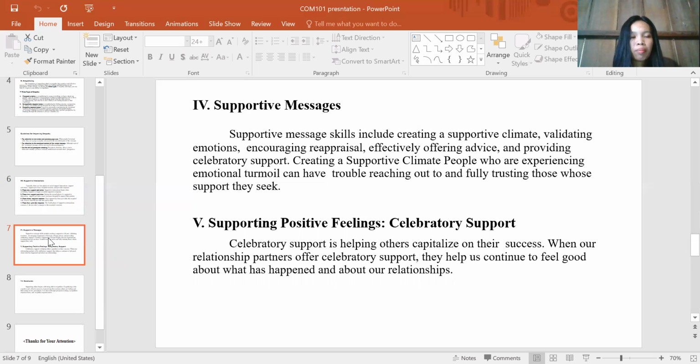And part number 5 is supporting positive feelings, celebratory support. Celebratory support is helping another capitalize on their success. When our relationship partner offers celebratory support, they help us continue to feel good about what has happened and about our relationship.